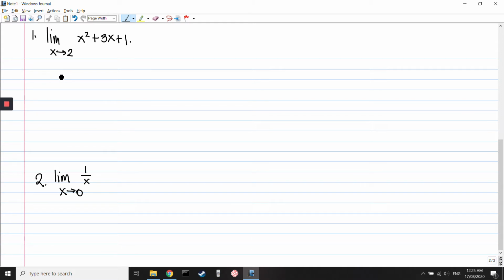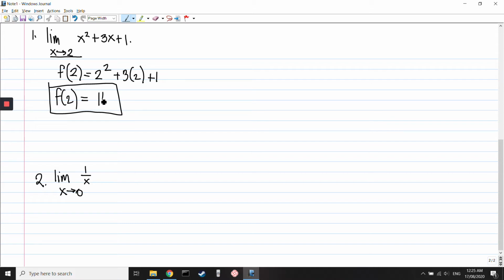Example number 1. The limit of x squared plus 3x plus 1 as x approaches 2. This is a simple way of finding its limit. First, we get its function. As x approaches 2, the function equals 2 squared plus 3 times 2 plus 1, which is equal to 11. So, easy. 11 is the limit of x squared plus 3x plus 1 as x approaches 2.